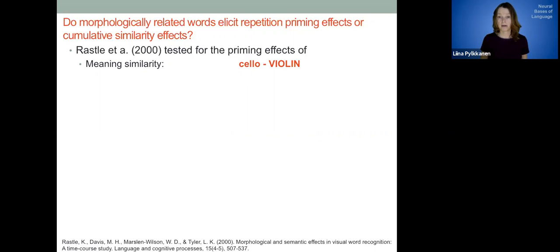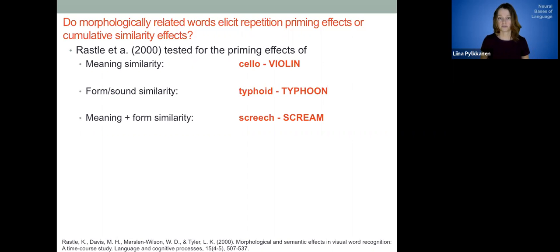This is a visual paradigm, so both words are presented visually. The first one is in lowercase. The second one, the target item, is in uppercase. That's just to make sure that there's no perceptual level priming when we get to the cases where there's actual form overlap. So the basic meaning similarity case, cello, violin, gives us a measure of semantic priming. And then we have the form similar or phonologically similar case, so something like typhoid, typhoon. That's their example. There are of course lots of different cases of these relations within the experiment.